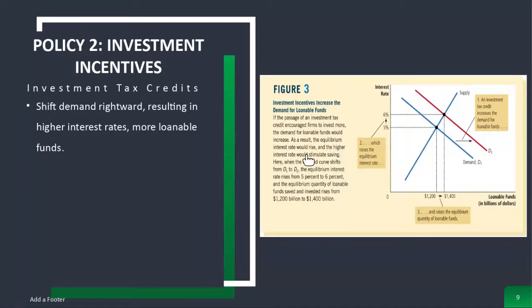And you can see exactly over here that the shift in demand created by investment tax credits leads to exactly what you'd expect. Demand shifts rightward, and when demand shifts rightward, we find a new equilibrium interest rate that is higher than the original interest rate and a new equilibrium quantity, which is also higher than it was originally.